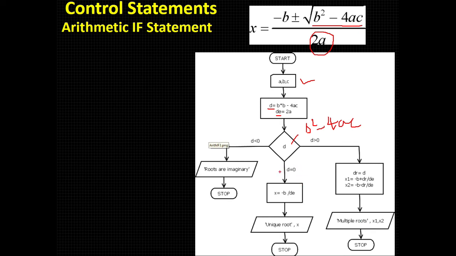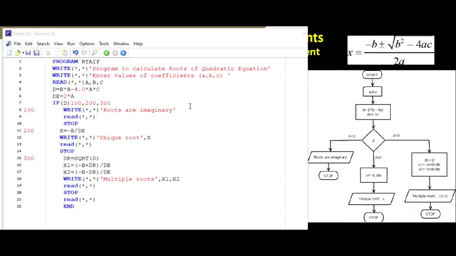So now we will try to write the program in Fortran. Okay, now using this flow chart we will try to write down the program.